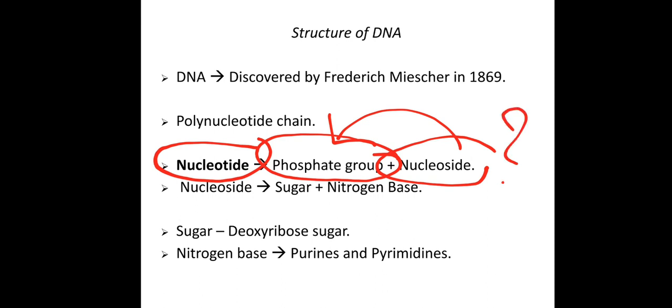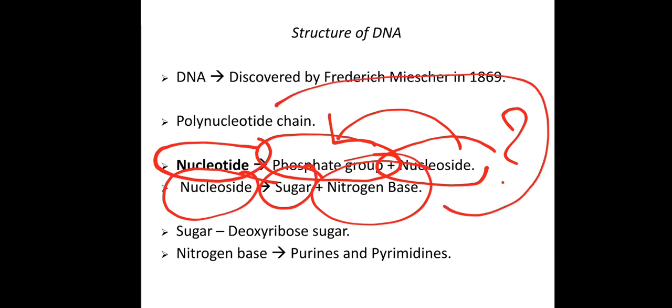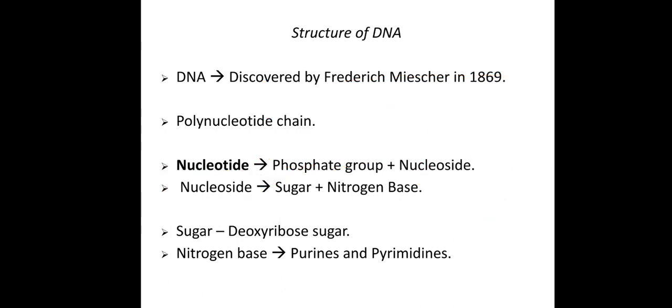Now the question is, what is this nucleoside? A nucleoside is nothing but a sugar plus a nitrogenous base. When these polymerize, it becomes a polynucleotide chain. Confusing? Don't worry, we are going to see it in detail in the next slides as well as in our next chapter. The sugar present in this nucleotide is deoxyribose sugar, a pentose sugar, and there are different nitrogenous bases like purines and pyrimidines.